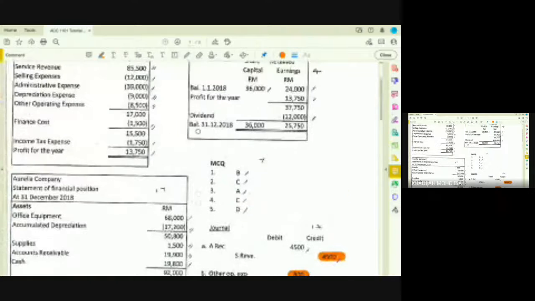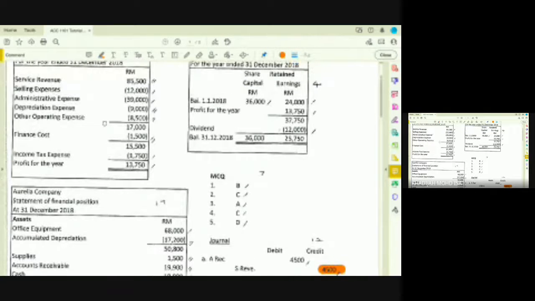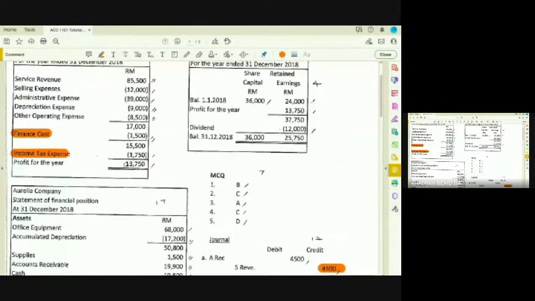Okay, now you move to your, and then finance cost, and then you have income tax expense, profit for the year. So in this case, the finance cost is shown separately from the other expenses, similarly for income tax expense. So again, this is the presentation where you separately show your interest cost or finance cost and income tax expense in arriving at your profit for the year. But if you do not separate that, it's still acceptable. I do not mind. But if you can separate them, then you know that is the presentation required by the accounting body. And then now you have profit before tax for the year is 13,750.